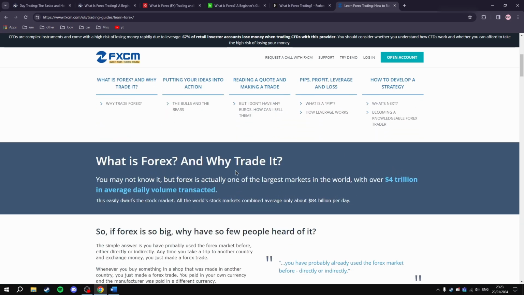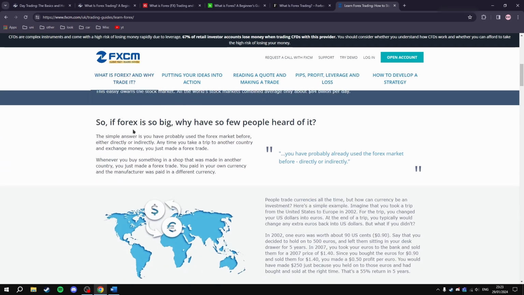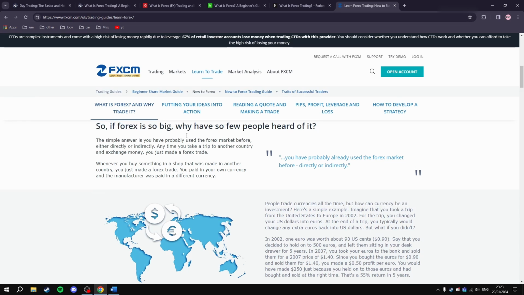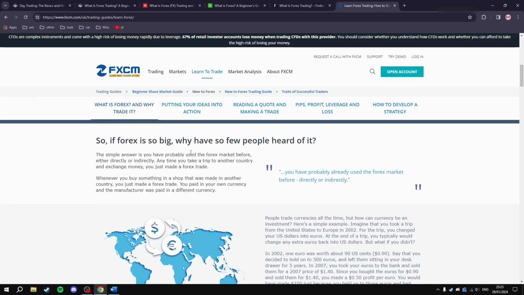So, what is Forex and why trade it? You may not know it, but Forex is actually one of the largest markets in the world, with over $4 trillion in average daily volume transacted. This easily dwarfs the stock market. All the world's stock markets combined average only about $84 billion per day. So if Forex is so big, why have so few people heard of it?